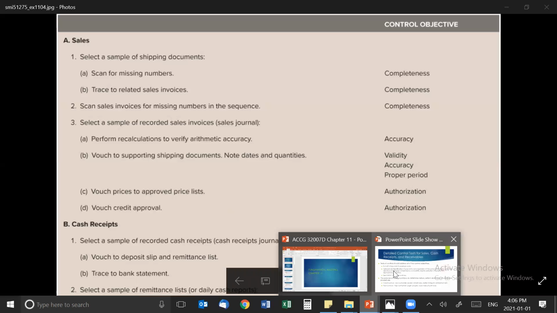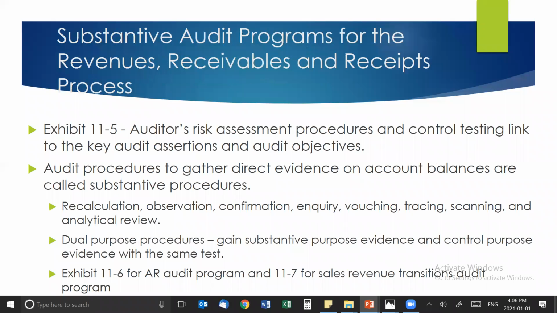All right, so let's go back to the slides. When doing substantive procedures for the revenue, receivable, and receipts process, we're going to link it to our audit assertions, right? So when we're looking at test of control procedures, we use control objectives. When we're looking at substantive procedures, we use our assertions. So audit procedures should gather evidence that the account balances are not materially misstated at year end. So procedures include recalculation, observation, confirmation, inquiry, vouching, tracing, scanning, and analytical review.